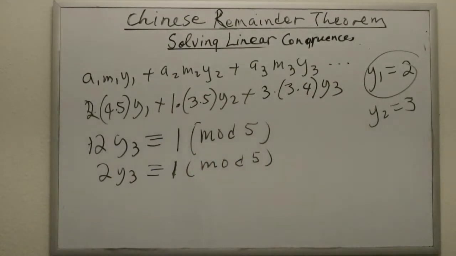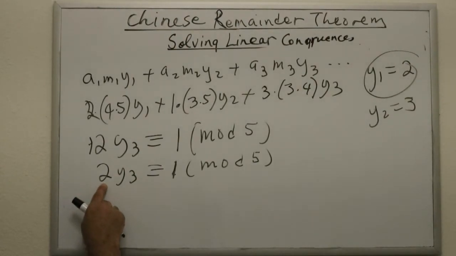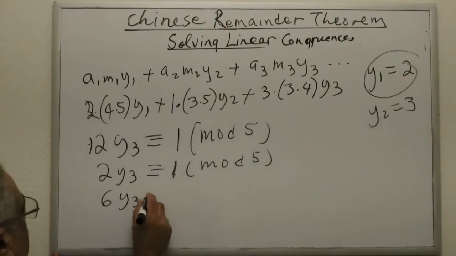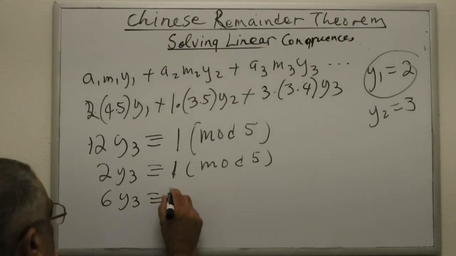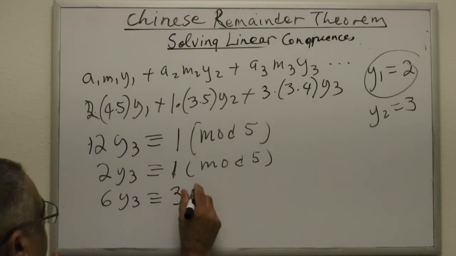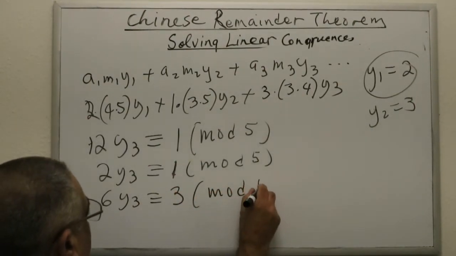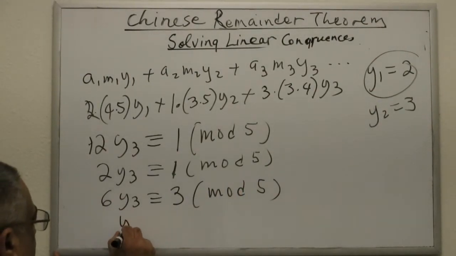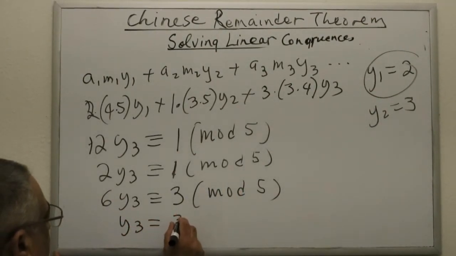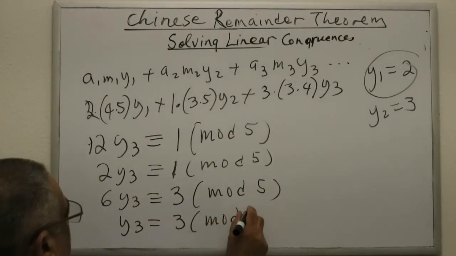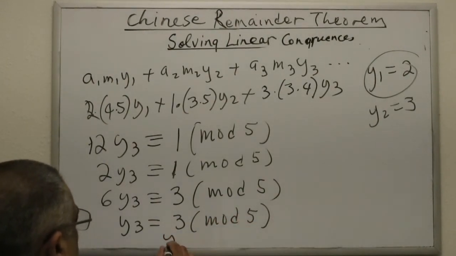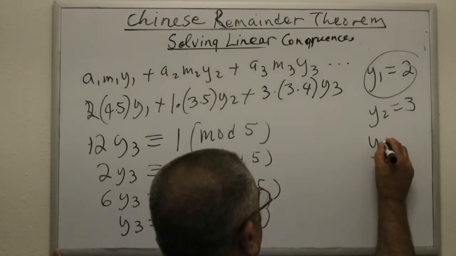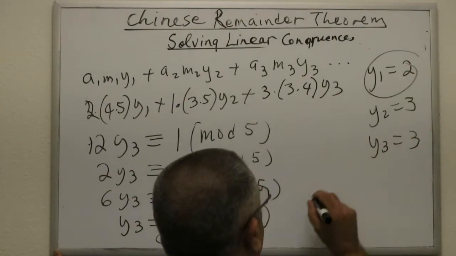So the best way is to multiply this by 3. If I multiply this by 3, that's going to be 6 y3, and that's going to be 3. Remember, I multiply this by 3, mod 5. So 6 mod 5 is 1. So this is y3, 3 mod 5. Now, in this case, y3 is 3. So now I got the value for y3, which is 3.